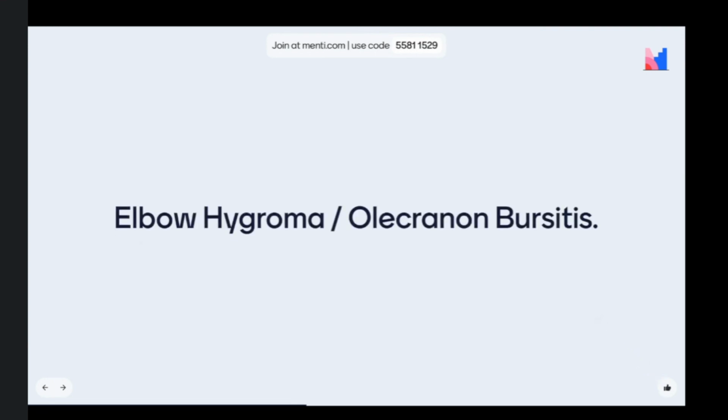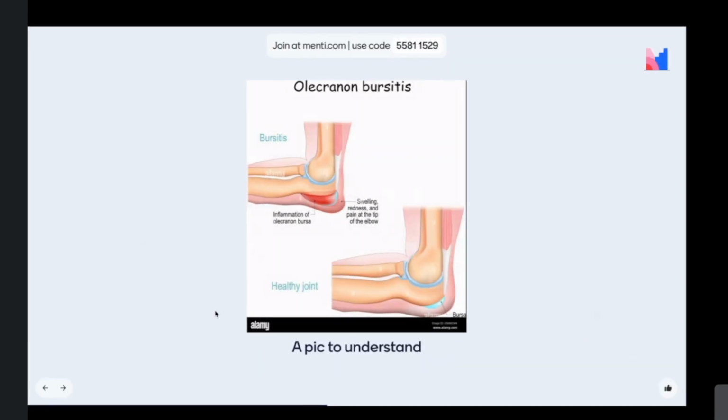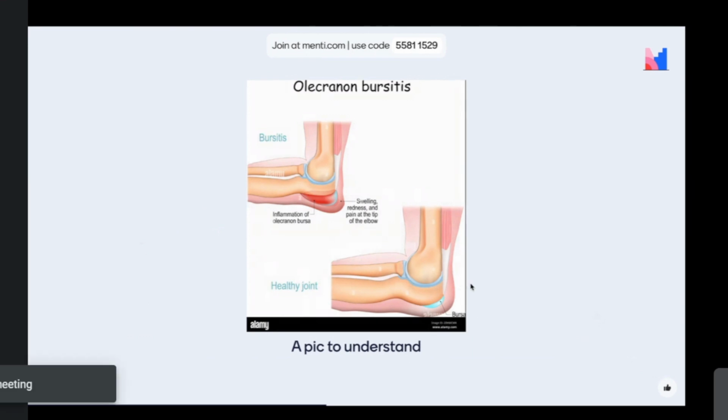So, elbow hygroma or olecranon bursitis. First, here is a picture to understand. This is a healthy joint. As you can see, everything is normal. The bursa is within limits. Everything is good. And here is the bursitis, or olecranon bursitis, as you can see. We have an inflammation of the olecranon bursa, and as a result, we will see swelling, redness, and pain at the tip of the elbow.